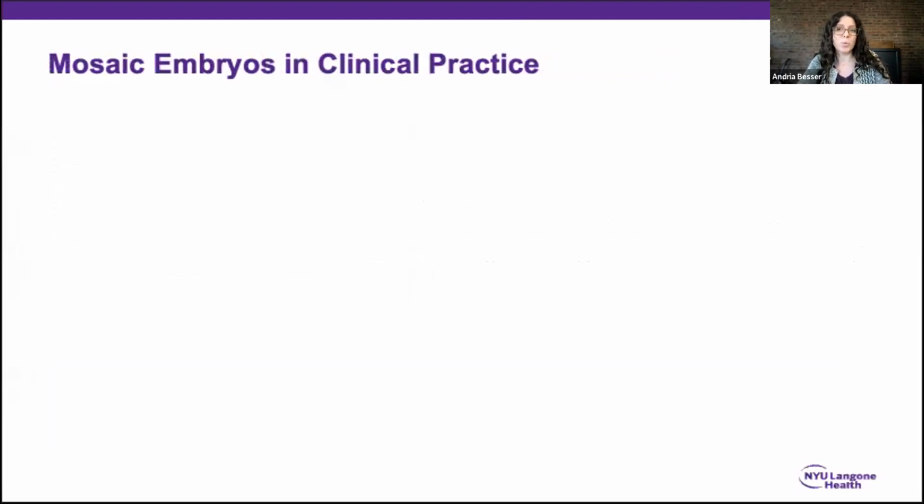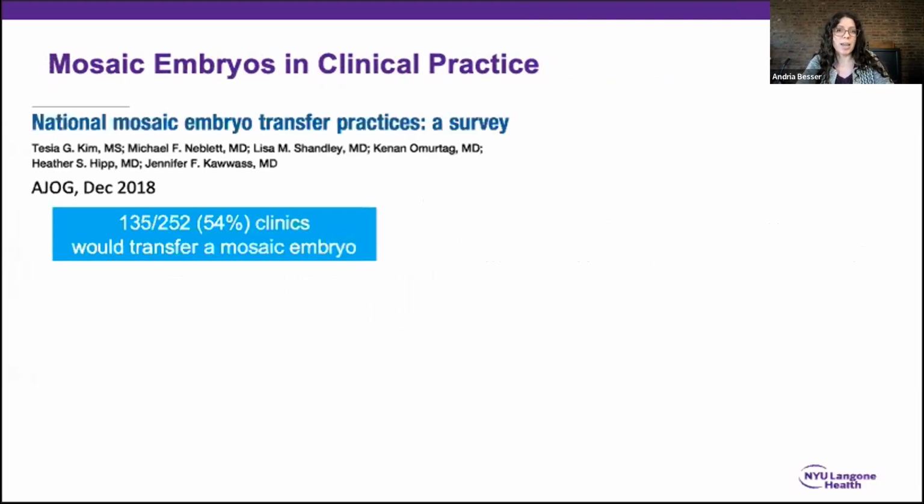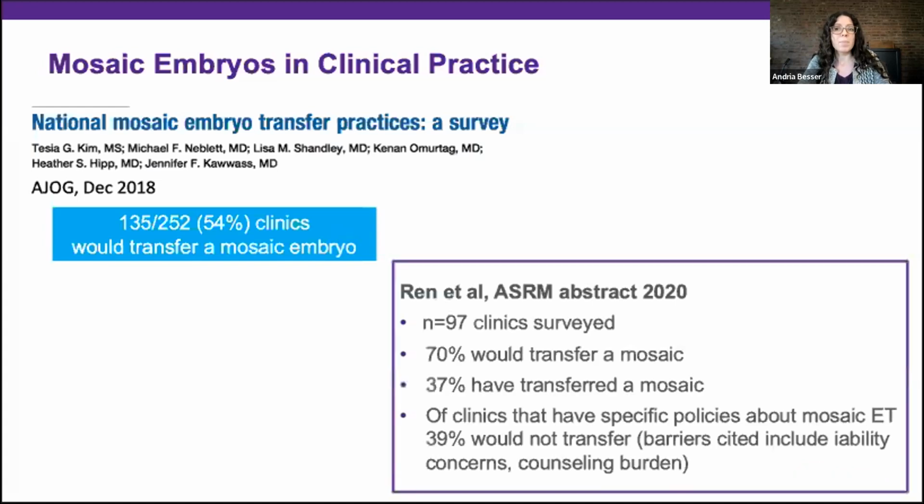So what's happening in practice when it comes to transferring mosaic embryos? In 2018, there was a survey of 252 IVF clinics around the country, and just over half stated that they would transfer a mosaic embryo. A couple of years later, Christina Wren addressed the same question as part of her larger grad thesis and found that the proportion increased to 70%, although the number of clinics in this study was a bit smaller. Among clinics that had specific policies about mosaic embryos in place, 39% of those policies were to not transfer mosaic embryos, and the providers cited liability concerns and the counseling burden associated with managing these transfers.